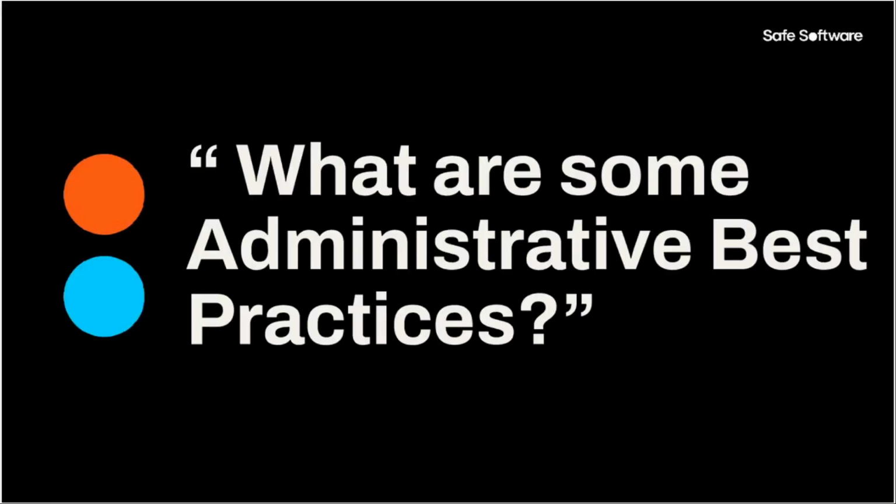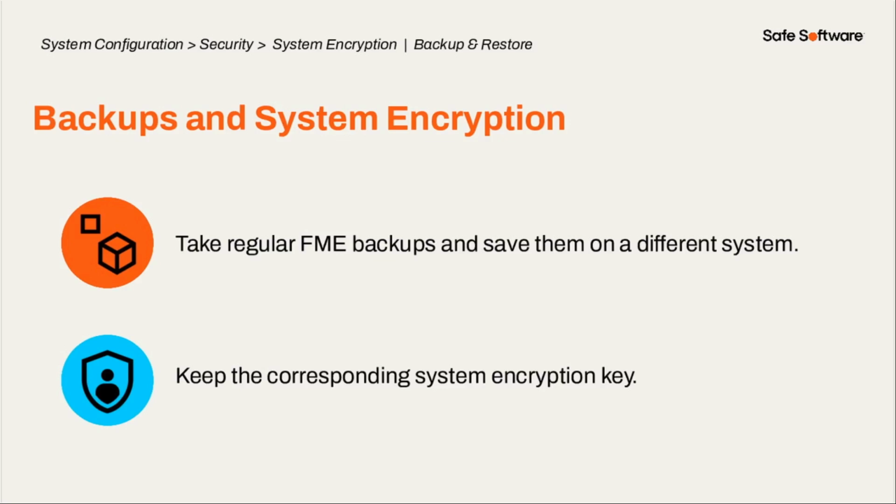Okay, and lastly for Richard here, what are some administrative best practices that folks should know of? Backup and restores are something we talk about a lot here on support, and one of the things that's changed in the last couple of versions is system encryption. It's really important to take a backup and move it to a different system in case your system fails, but also keep the corresponding system encryption key. Because if you don't have the key that matches, the backup won't work. So changing the encryption, your old backups won't work at all. It's just an important thing to mention. It's small, it's easy to do, but you have to be aware of it.